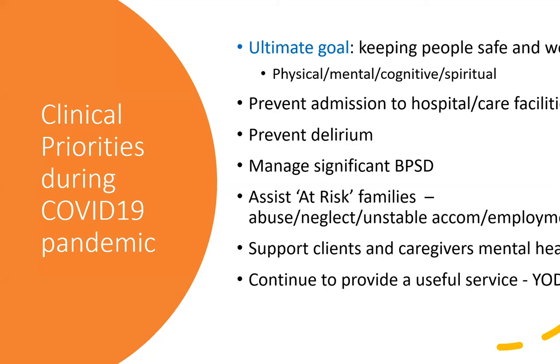And also try and, as a clinical priority, look at our most at-risk families, I suppose. So clients where there may be potential abuse or neglect, where they're neglecting their physical health or their mental health, or they're at risk of losing their accommodation, or at risk of becoming unemployed, particularly if you're seeing someone with young onset dementia. Those people are probably higher clinical priorities and you should prioritise them when you're triaging your list.